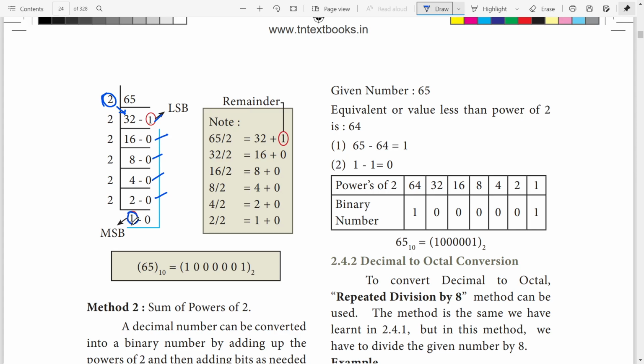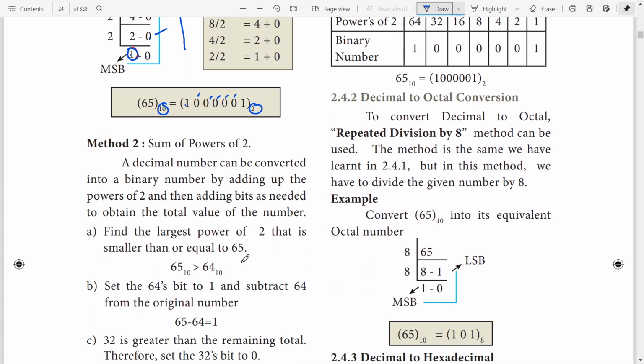We have to start from the most significant bit, from the bottom. We are going from bottom to top. So 1, 0, 0, 0, 0, 0, that is 5 zeros: 1, 2, 3, 4, 5, and it ends with 1. It is very important, decimal to binary conversion. Is it clear? The next method is sum of powers.